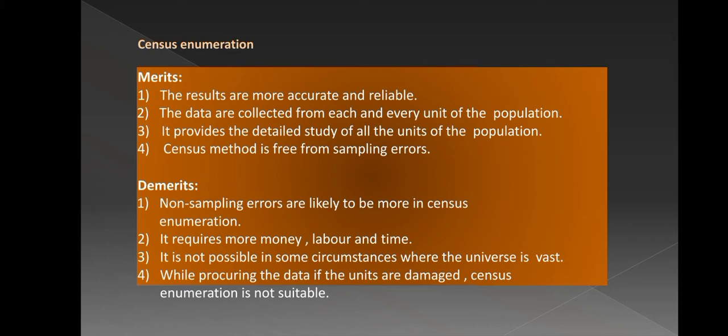Fourth one, while procuring the data, if the units are damaged, then census enumeration is not suitable. Now you have collected the data. After collecting the data, you have to supply this data to the investigator. Before supplying, if any data is missed or misplaced, or if the units are damaged, then census enumeration is not suitable in that case. In census enumeration, there is a chance that you may misplace the data.